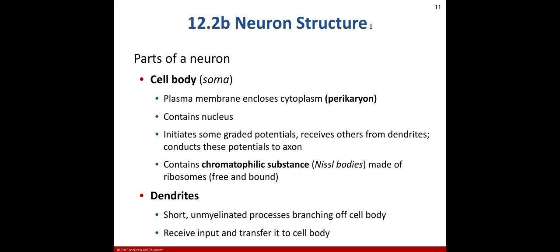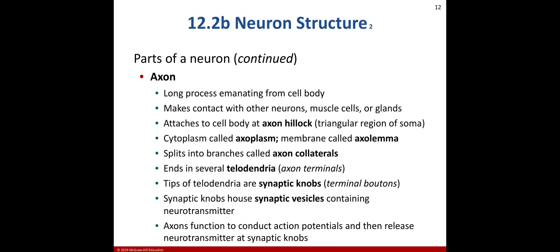Then there are the dendrites. Dendrites are these little short, non-myelinated, so they don't have this outside coating, little fingers or processes that branch off of the cell body. Dendrites are where we receive input and transfer it to the cell body. Then there is the axon. The axon has these long processes or long fingers that come from the cell body. The axon makes contact with other neurons, muscle cells, or glands.